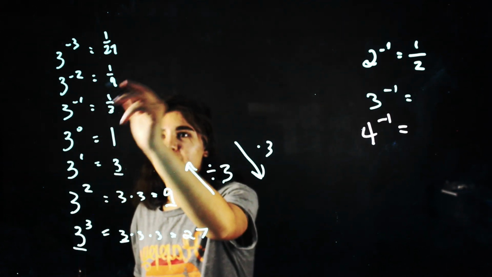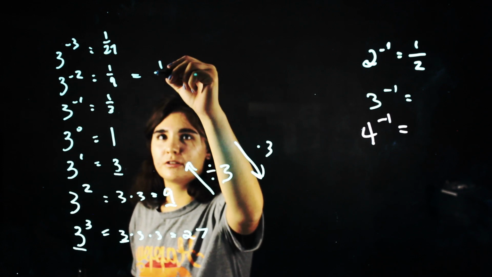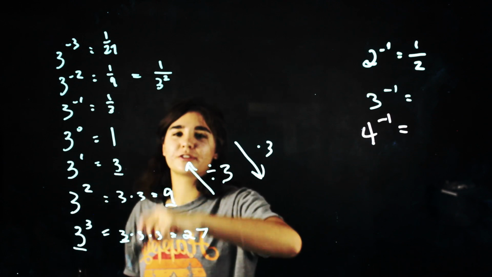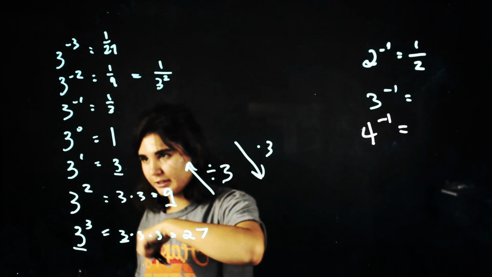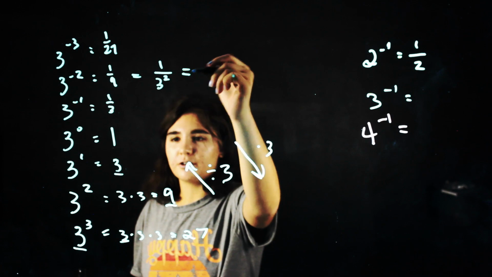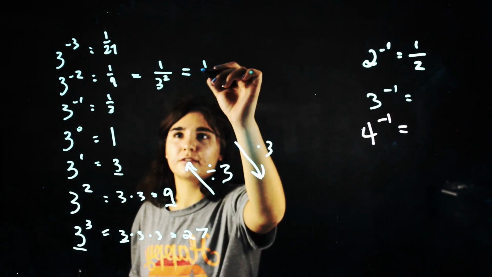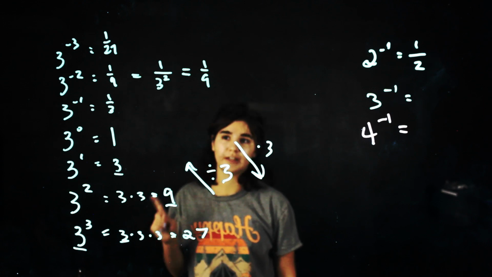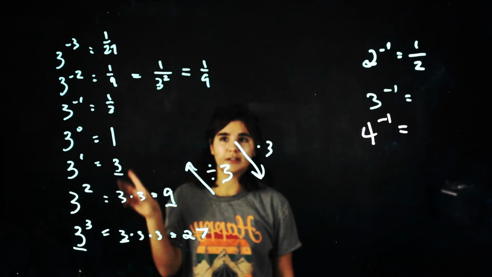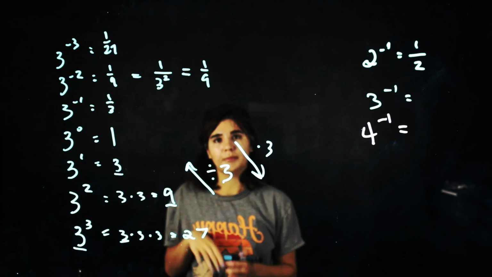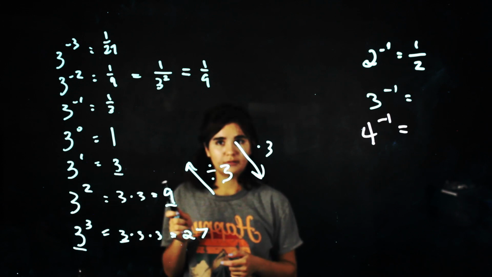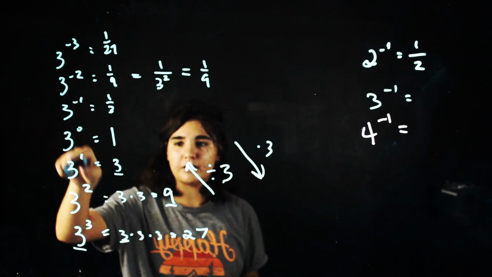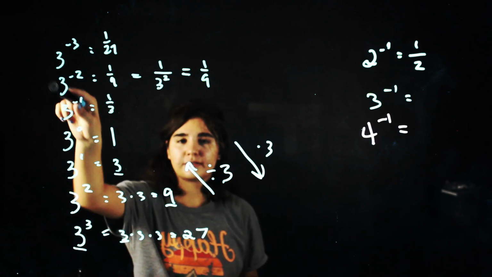So this can really be written as 1 over 3 to the second. And oh look, we already know that 3 to the second is 9. So that's still going to be 1 over 9. And that's why when you have a negative exponent, it's always going to be a numerator of 1, so just a unit fraction, over the positive form of this.